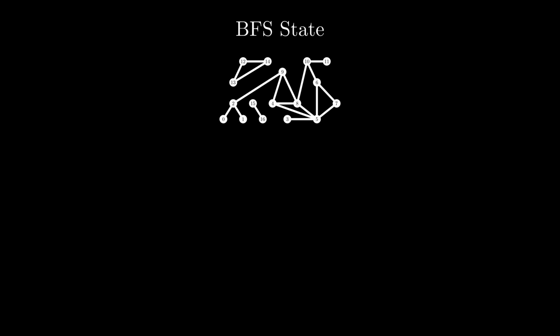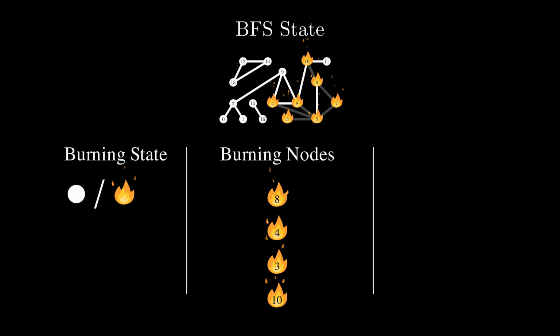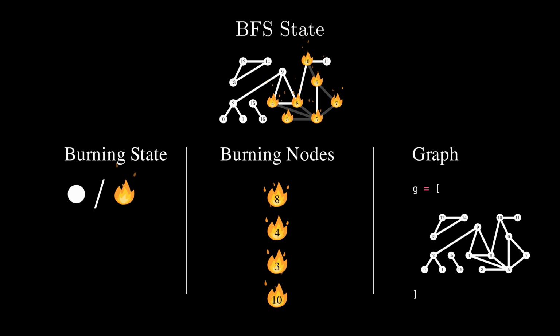And to do that, we will need to keep track of three things. First, we will need to keep track of the state of a node. Is it untouched or already burning? Second, we will need to keep track of the currently burning nodes that haven't passed the flame to their neighbors yet. And finally, we will need to store the graph itself. Let's start with the last one.